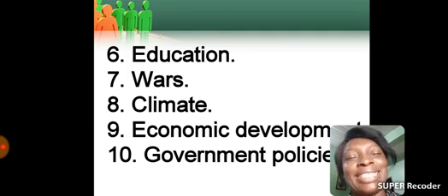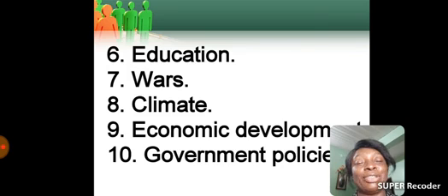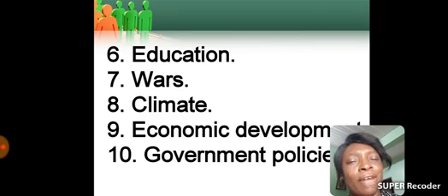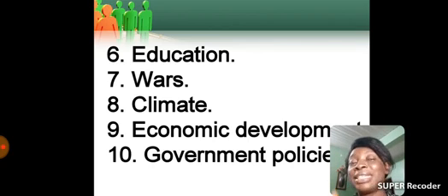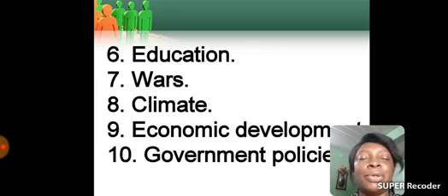Number 8, we have climate. The weather of a place, the climate of a place affects population. People run out of very hot regions, very, very cold regions. They want to go to other places. You see the examples we gave earlier. We said we have some places that are underpopulated. The reason is because of their climate. I want to believe one reason is because of their climate. So you see, it definitely affects population.